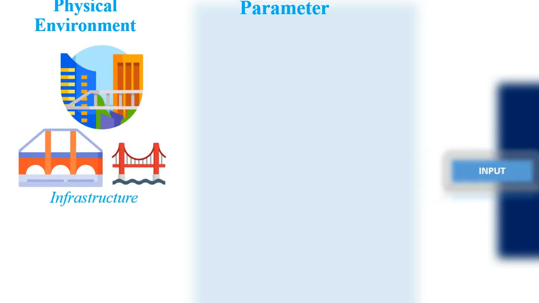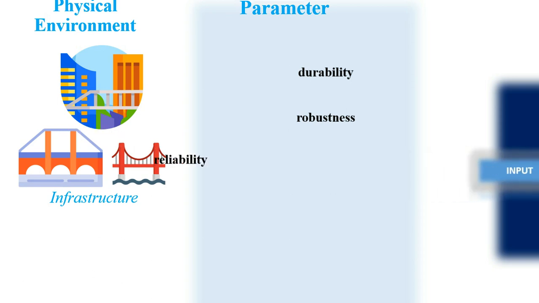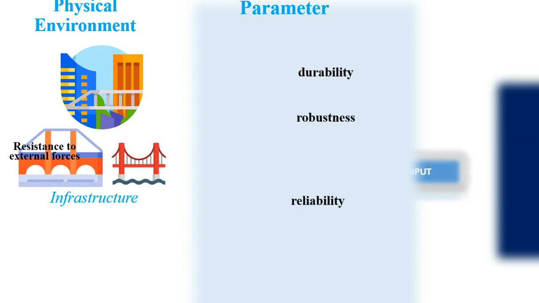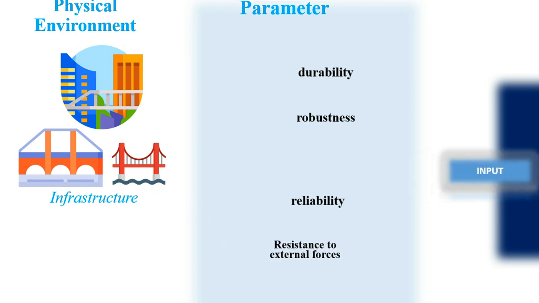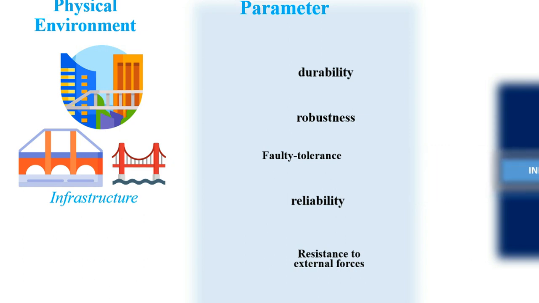Another physical environment that we may talk about is infrastructure. So with infrastructure, we may need to count how many infrastructures we have at a certain area. How long does this infrastructure last? Is it durable? Is it robust? Is it reliable? Does it resist external forces? So all these are the parameters that you may think of when we talk about infrastructure as a physical environment. So you may actually measure to say, oh, the value of this infrastructure is 500 million US dollars.